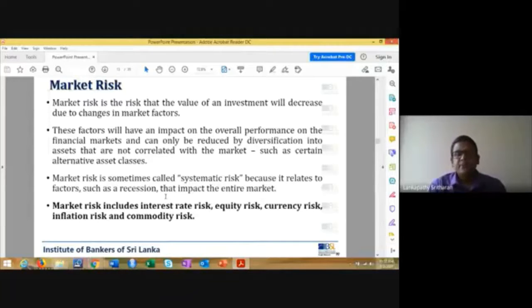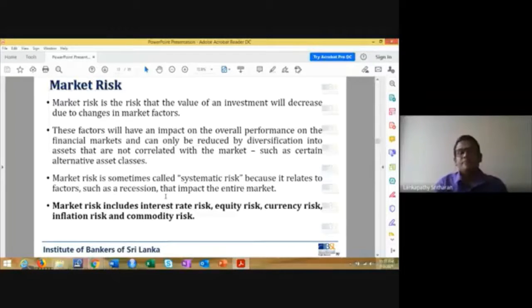Explain. Then we have to say that the market risk is totally connected to the entire market condition, and this is affected by the macroeconomic condition of the country. So it will not be about a particular company or particular counterparty. It is common to the entire market. That's why it's called a systemic risk.